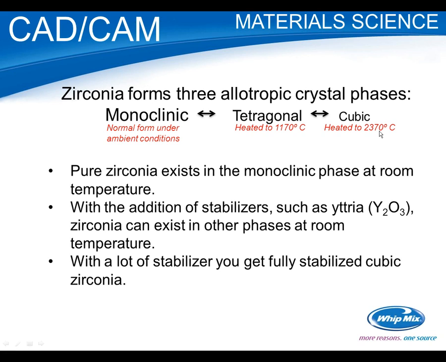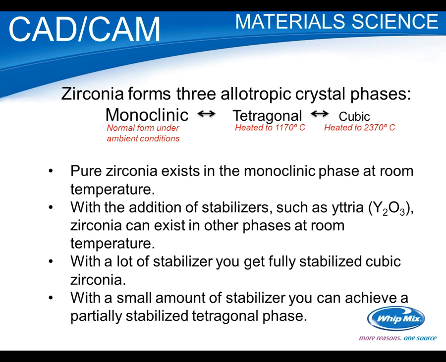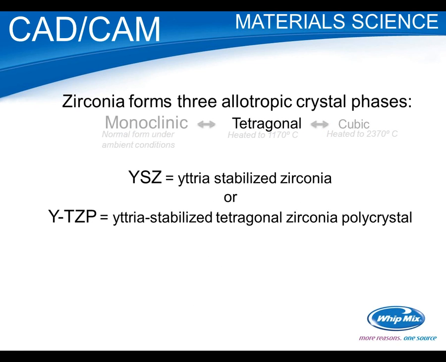All right? So if we load it with enough stabilizer, we can get all the way to the cubic zirconia that we see as that nice, beautiful diamond-like material. But if we dope a small amount, we can achieve this partially stabilized tetragonal phase. And I want to build on that tetragonal phase a little more. So we're talking about we have the 3 allotropes, and we're tricking it to stay in the tetragonal. But I also use that term partially stabilized. So it's here as a tetragonal, but it can be converted. So now maybe the names start to make a little more sense. We have yttria stabilized zirconia, or that yttria stabilized tetragonal zirconia polycrystal. All right, so we've stabilized it into this tetragonal structure.